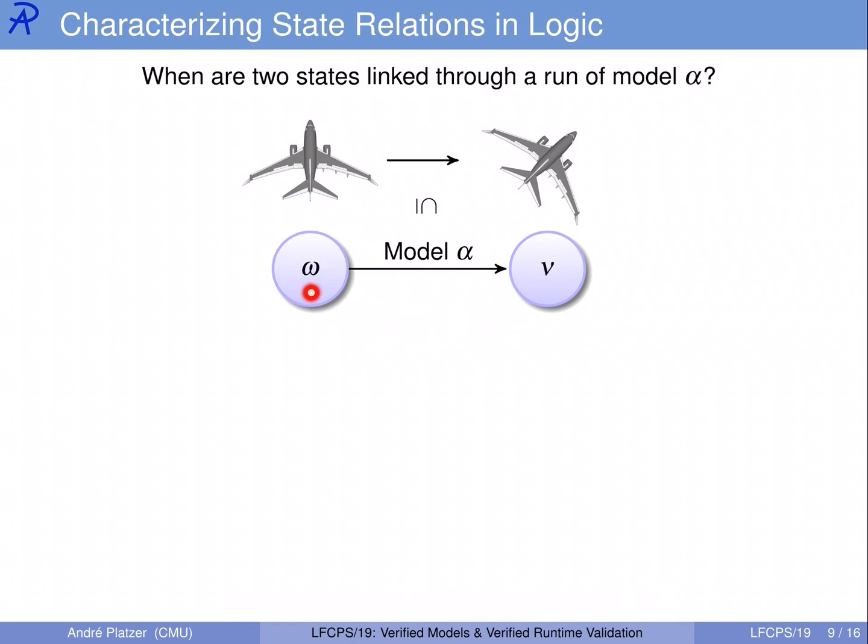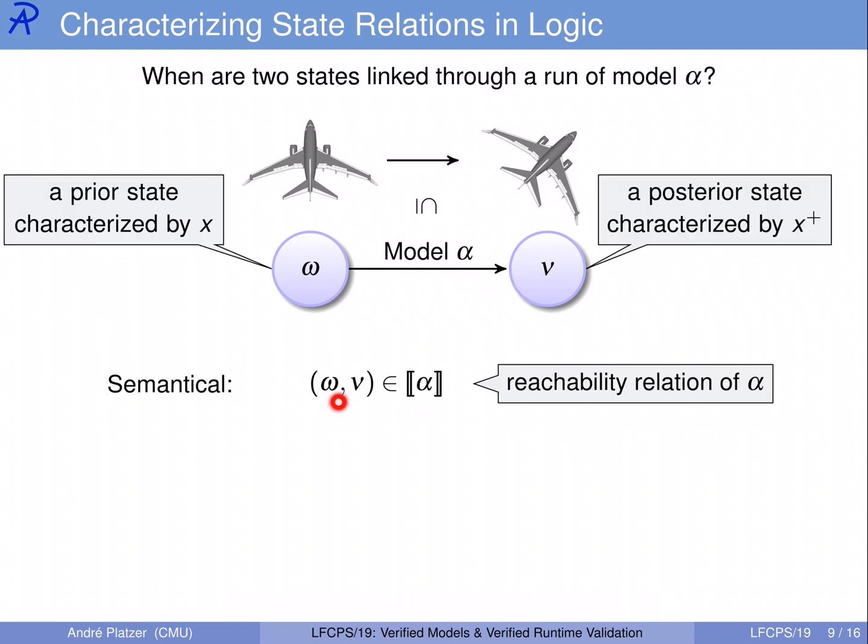So if the old state is called omega and the new state is called nu, then the question is whether from this old state that we observed, could we have come to the new state that we've observed, is that compatible with the model alpha? And that has the answer, whether the pair of old state omega and new state nu is in the reachability relation induced by the hybrid program alpha, which we already defined in the first part of the textbook.